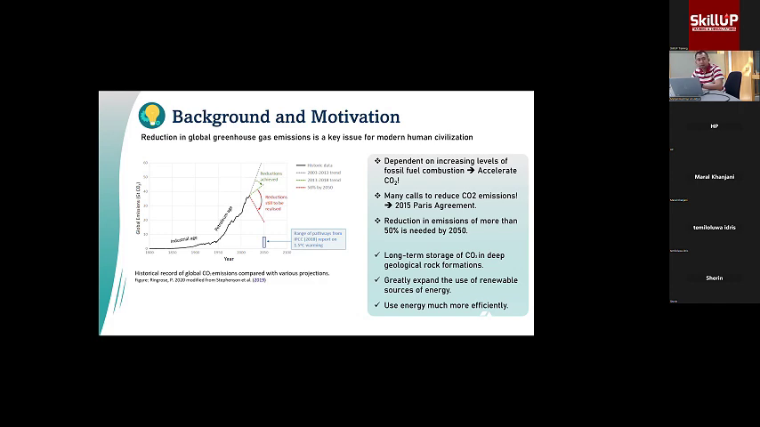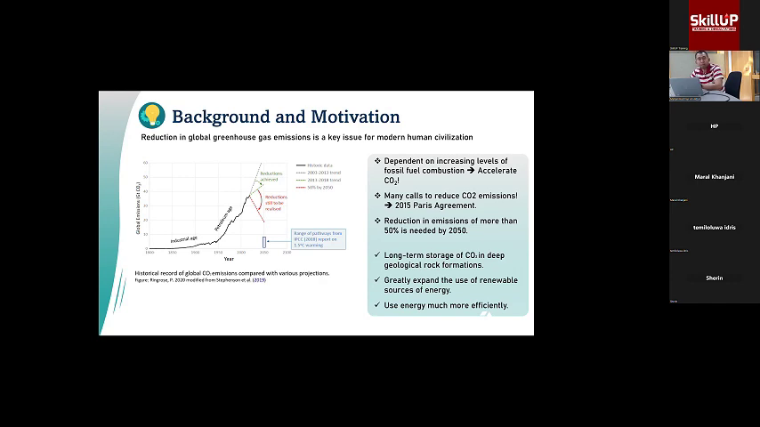But many developing countries are still struggling. They still have minimum energy needs and still need more energy. Many countries, many cities, and many towns still don't have electricity. So that's why CCS can be a big debate in many meetings and conferences.